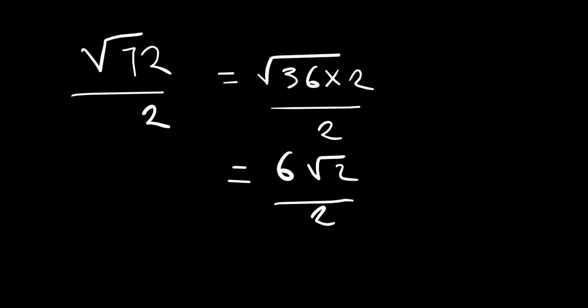Now we know that 6 is divisible by 2. You can divide 2 into 6. So 6 divided by 2, you're getting 3. So our answer will be 3 root 2. So we are done for this one.